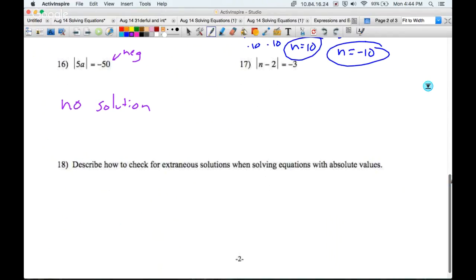That'll make that work. Describe how to check for extraneous solutions when solving for equations with absolute values. I mean, this is as simple as plug your answers back in. Extraneous solutions will not balance.